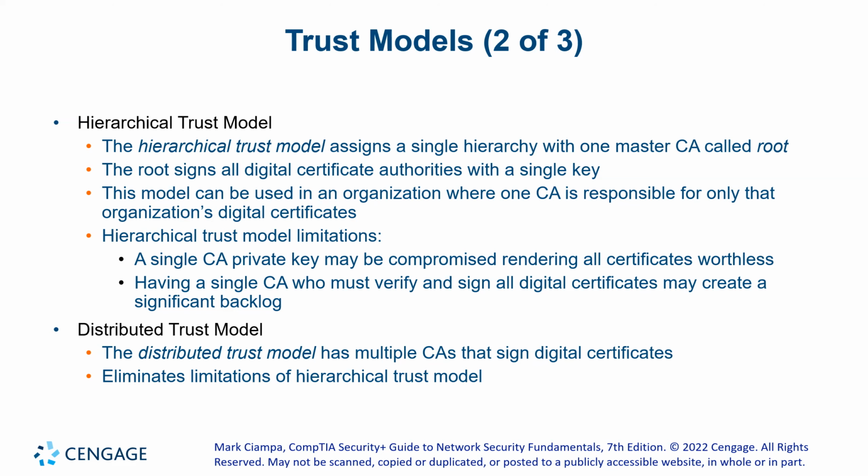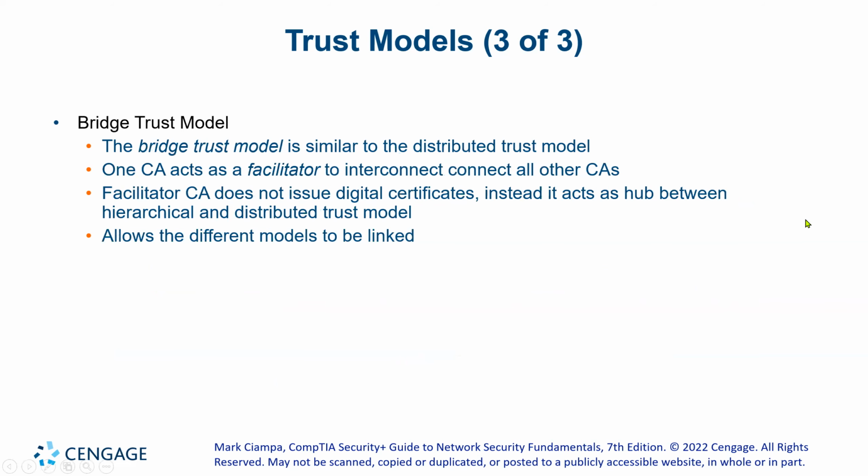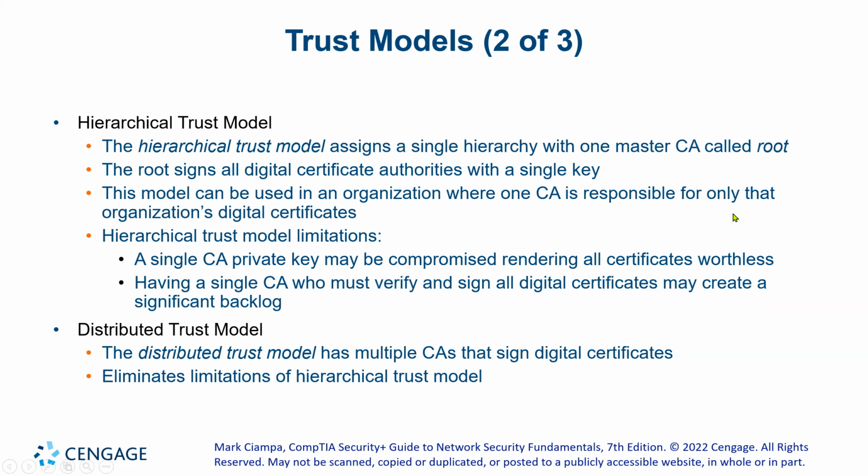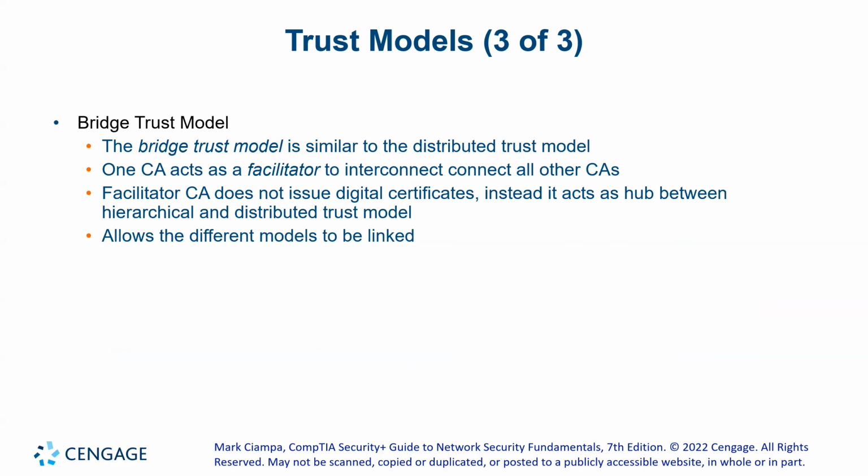Distributed trust model. The distributed trust model has multiple CAs that sign digital certificates. This eliminates limitations of hierarchical trust model. So basically, it's like the hierarchical, but it adds the option of having multiple people that are able to sign digital certificates.